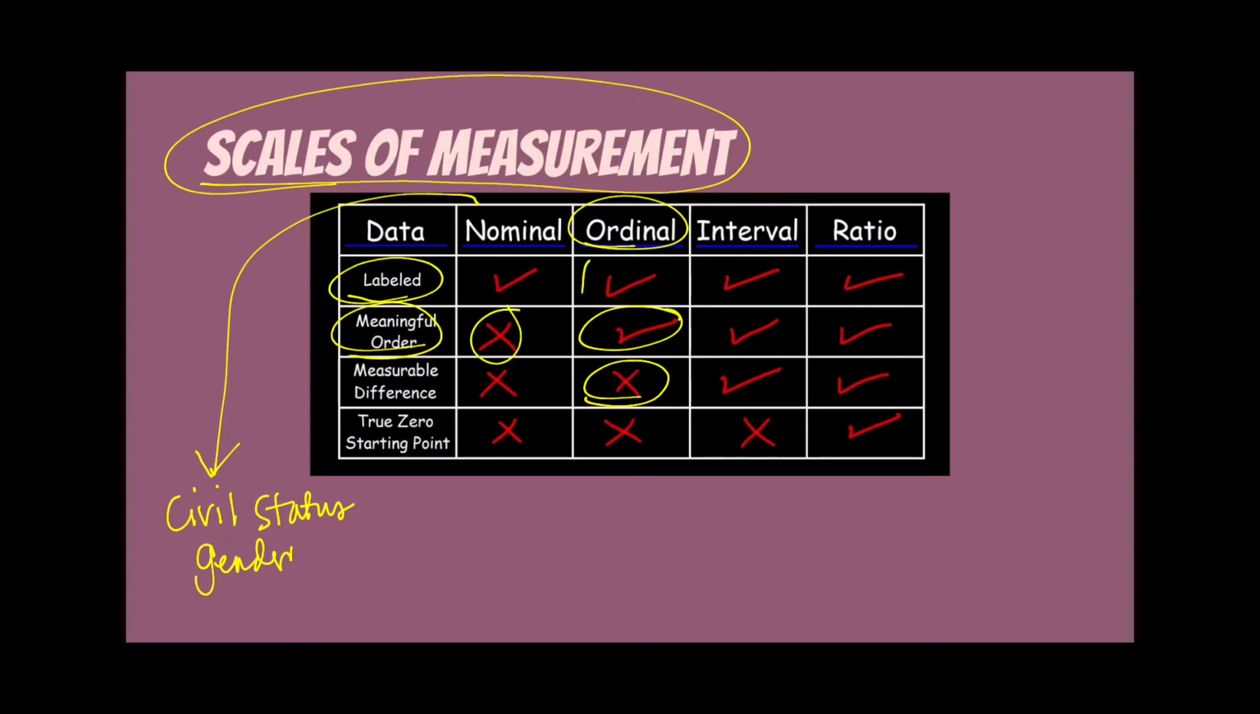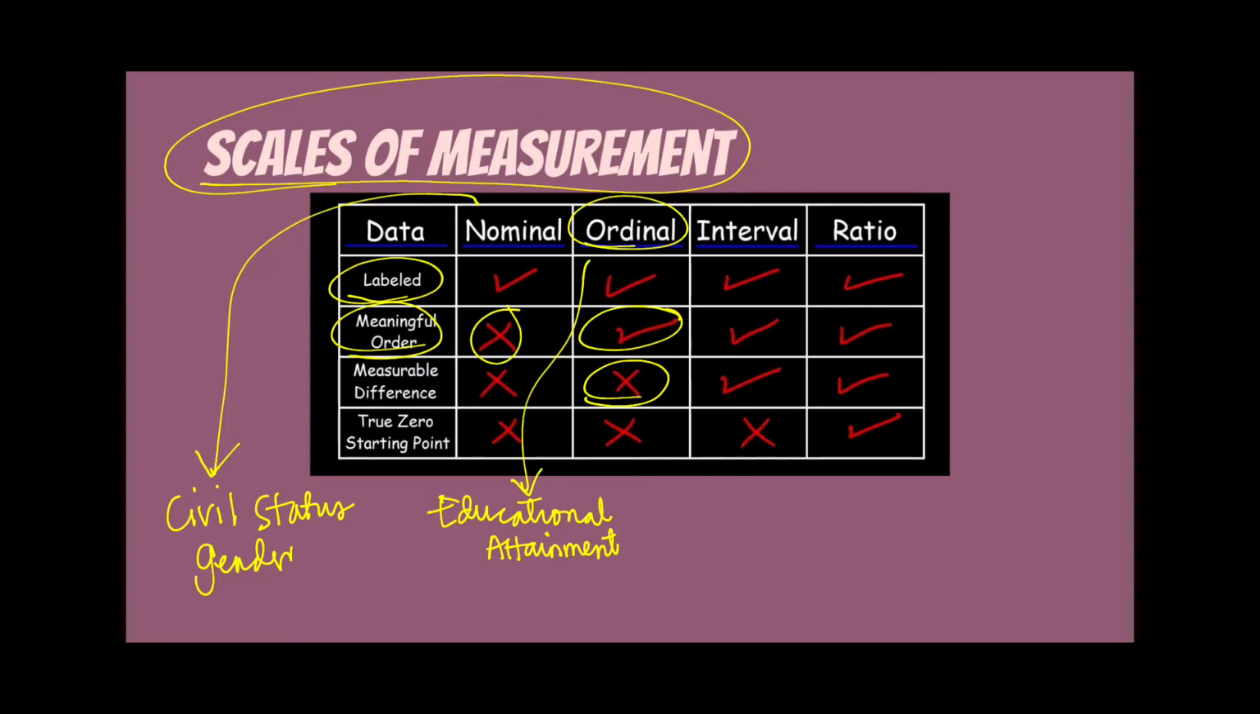An example of an ordinal variable is educational attainment. For instance, we know that an elementary graduate is lower compared to a college graduate, but we are not sure about the distance between each category because it's not numerical. Because it's not numerical, we cannot really measure the difference between these categories.